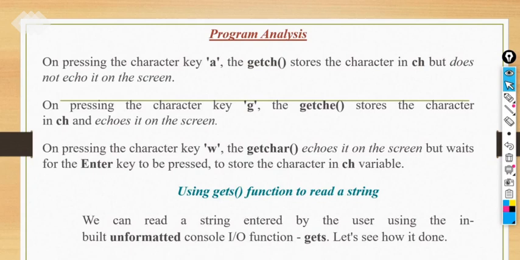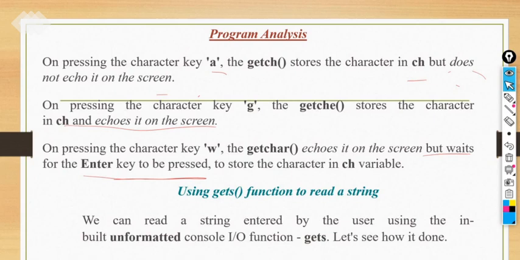I hope I have already told you the same things, so you can get better clarity over this content. Pressing a key, it does not echo any sound on the screen, then it will echo some sound on the screen, as well as it will wait for the enter key to be pressed to store the character. If you do not press the enter key, it will not store the value you have written in the variable. So that was all about these three functions.